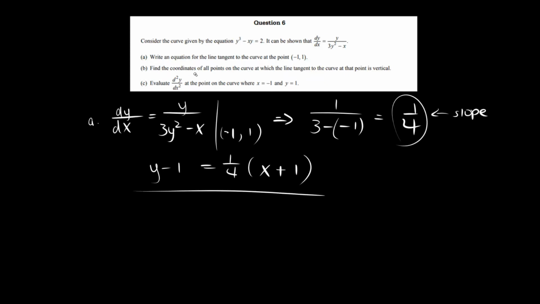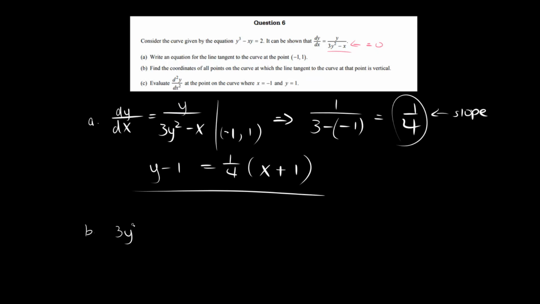Part B asks to find the coordinates of all points on the curve at which the line tangent to the curve at that point is vertical. So if the tangent line slope is vertical, that means the slope does not exist, meaning that at these points that you're trying to get us to find, dy over dx, the slope of the graph, also does not exist. Because dy dx is a fraction, we know that the only time dy dx is not going to exist is when the denominator equals 0. So let's solve for when the denominator is equal to 0.